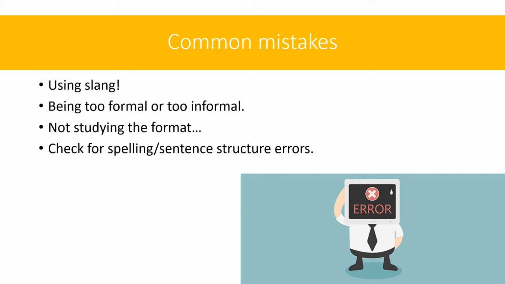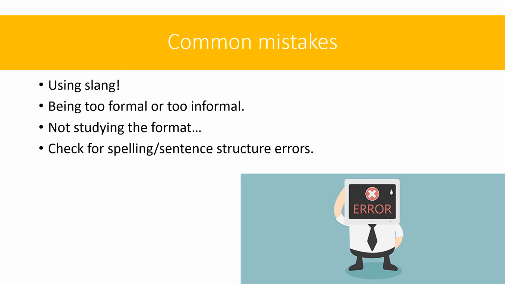Let's have a look at some common mistakes that are made by learners. The first one is using slang. Now, I know it is tempting because you use it in your everyday life, but slang may not be used in any way in English. Another mistake is either using too much of a formal register, or being way too informal. For example, you cannot say, "Hey dog, how was your weekend?" That is colloquial language. That is language that we use in everyday life. It unfortunately doesn't have a place in our letters.